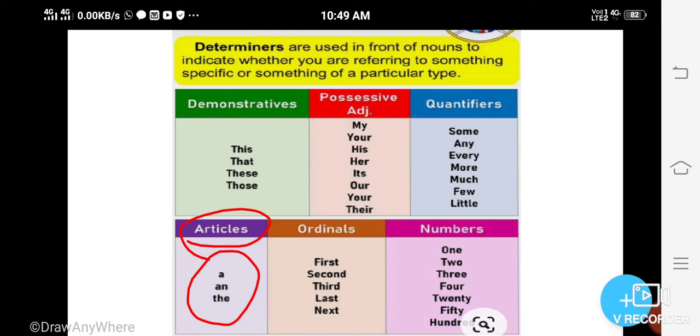These are all determiners. Now in this module, you are going to learn another type of determiners which are called demonstrative determiners. It is very simple to understand and there is nothing difficult here. Simply you have to remember that the words this, that, these, those are demonstrative determiners. Once again I repeat, this, that, these, those. All these four words are demonstrative determiners. Why? Because they are used in front of nouns to refer to something specific or something of a particular type.